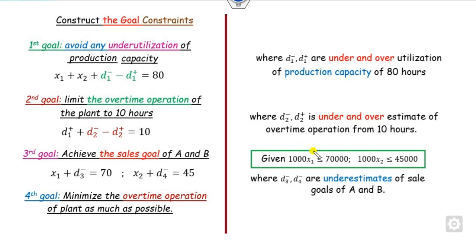Achieve the sales of A and B. So it is given here that this term is nothing but my 70 and this is given as 45. Since it is given that it can't be greater than 70, there is no need to write d3 positive. Similarly, there is no need to write d4 positive. So here both are the under deviations. Minimize the overtime operation of the plant as much as possible. Since there is no requirement given to you, there is no goal here.